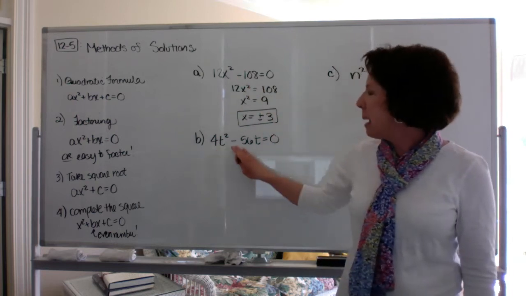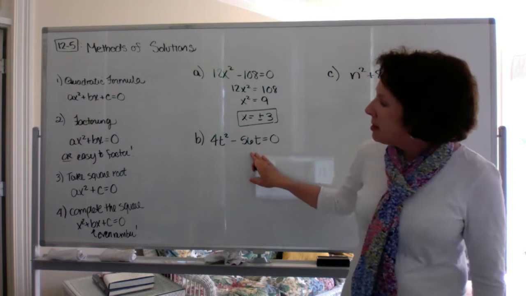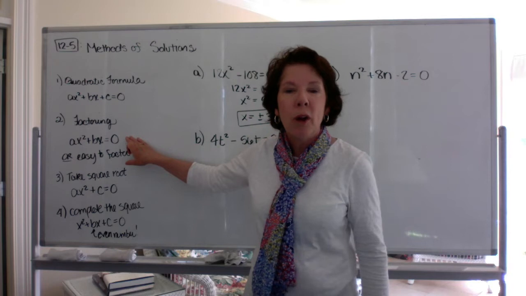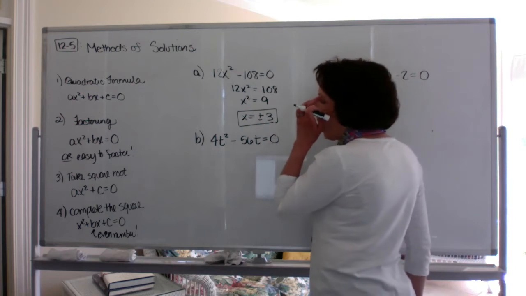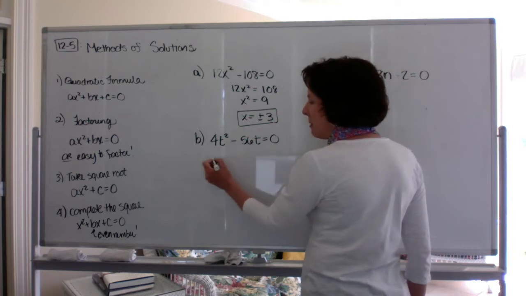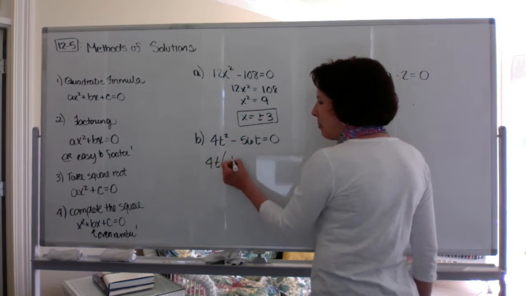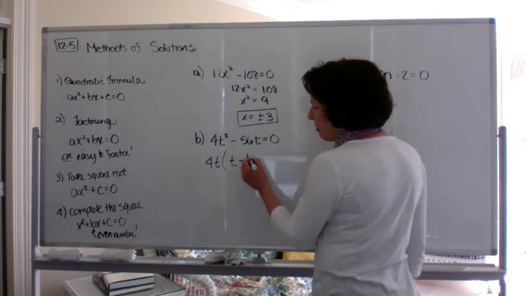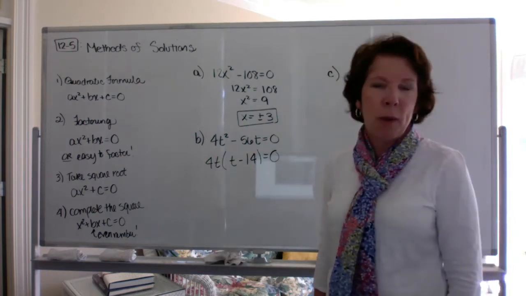Now, look at this. This was a binomial, but this time we're missing the constant. So let's look over here. Number 2. We're going to use factoring because we're missing the constant. Now, when you're missing the constant, what I'm going to do here is look for the greatest common factor. Well, 4 is a factor of 4 and 56. I'm going to take out a 4. Both terms have a t. I'm going to take a t out, leaving me with t minus 14, and there I have easily factored that binomial.